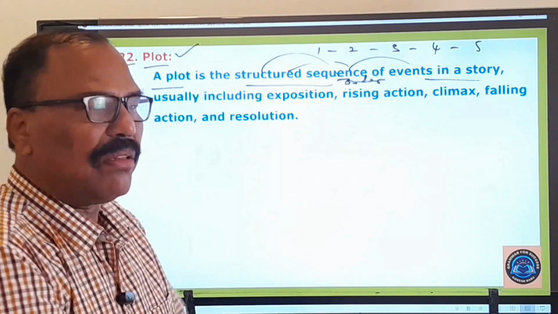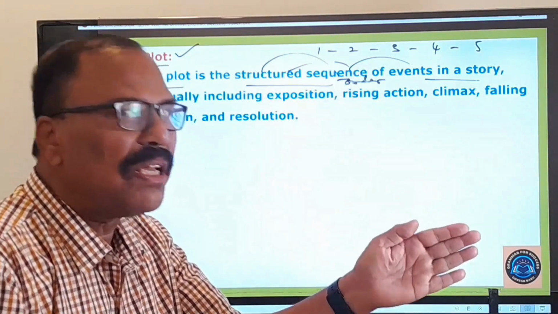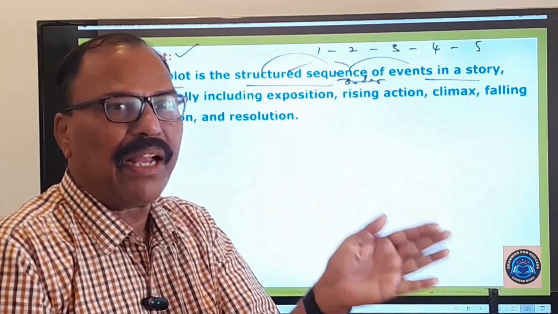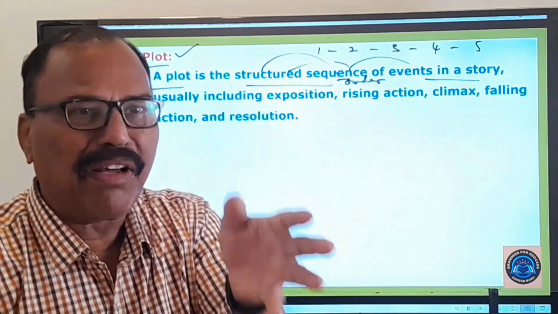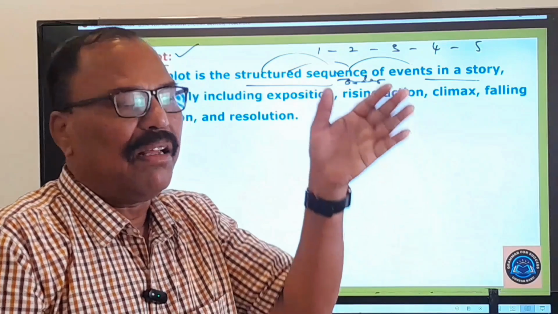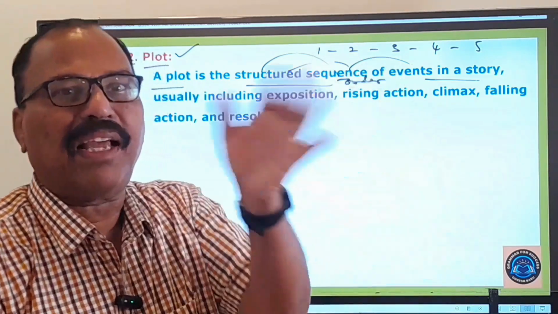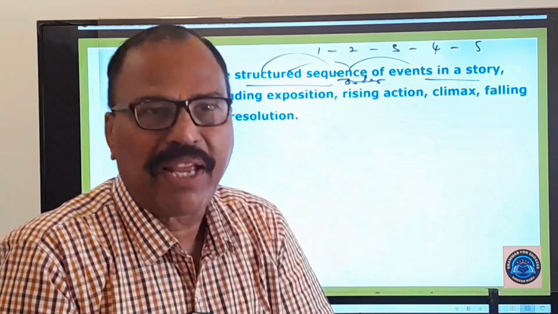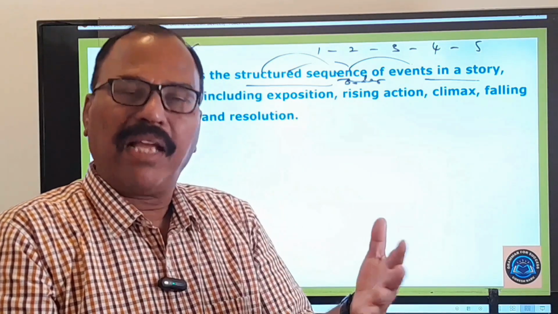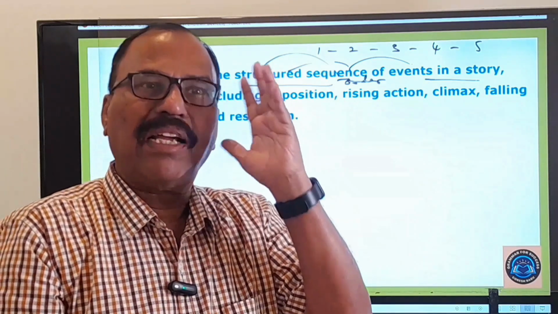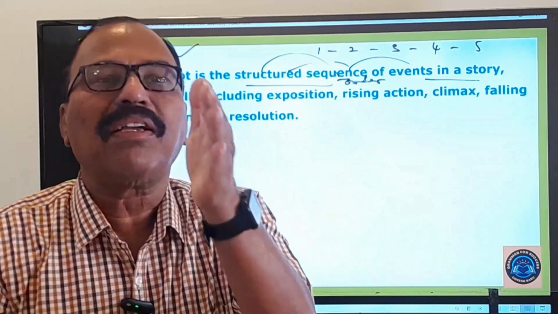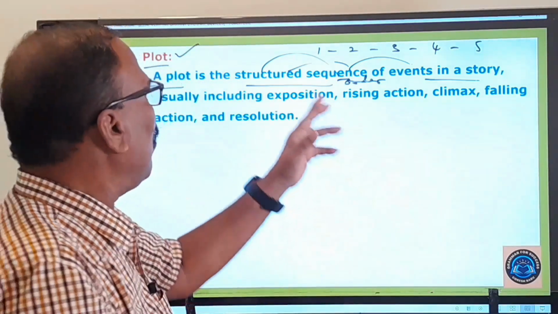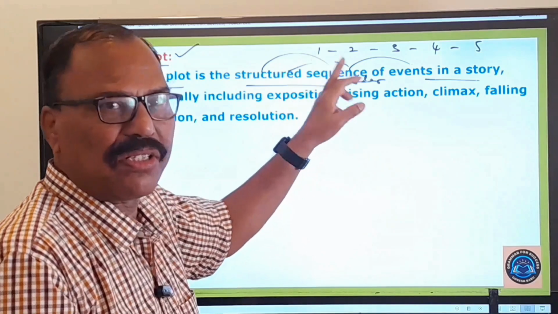So in a story, the events or the incidents must take place in an order. The first happening in the middle, or the middle one happening at the beginning, or the second one happening at the end. If that is the case, the story will be incomprehensible to the readers, and therefore the wise writer will keep all the incidents of the story in a systematic order. That is called structured order or structured sequence.